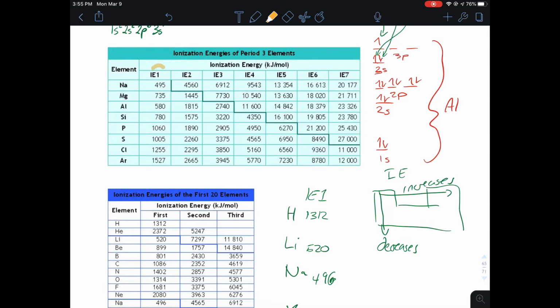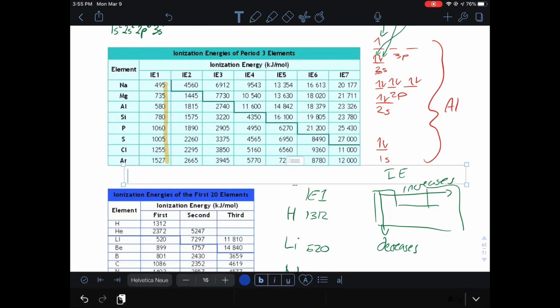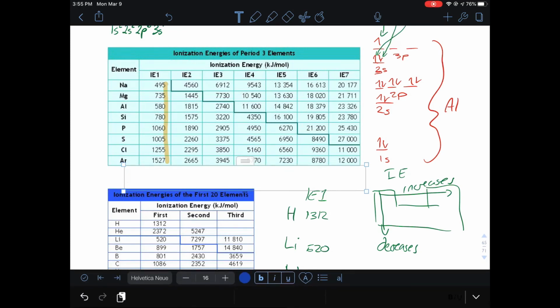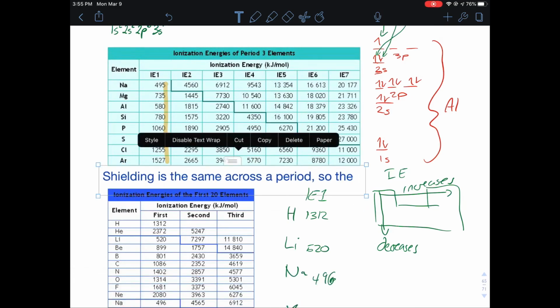So stare at these charts as much as you like, but what we want to realize is that for the first ionization energy, as you move across a period, so this is across sodium, magnesium, aluminum, silicon, you can see that that first ionization energy increases. We can think about this again. This is because of that increasing effective nuclear charge. So shielding is the same across a period.